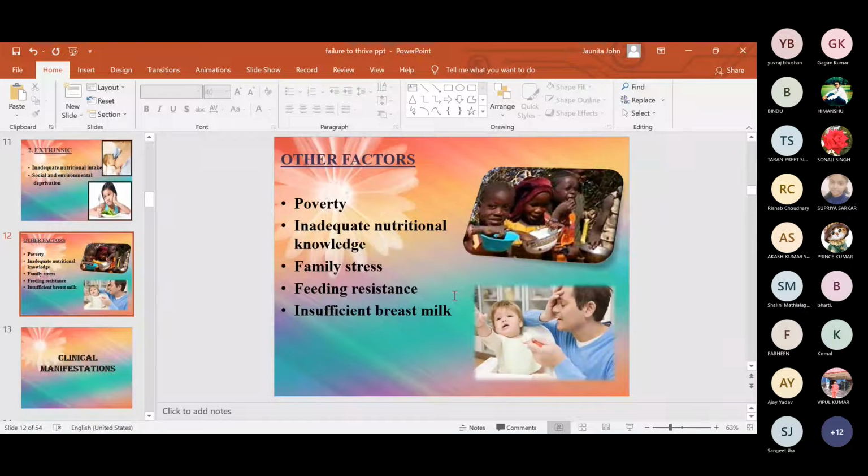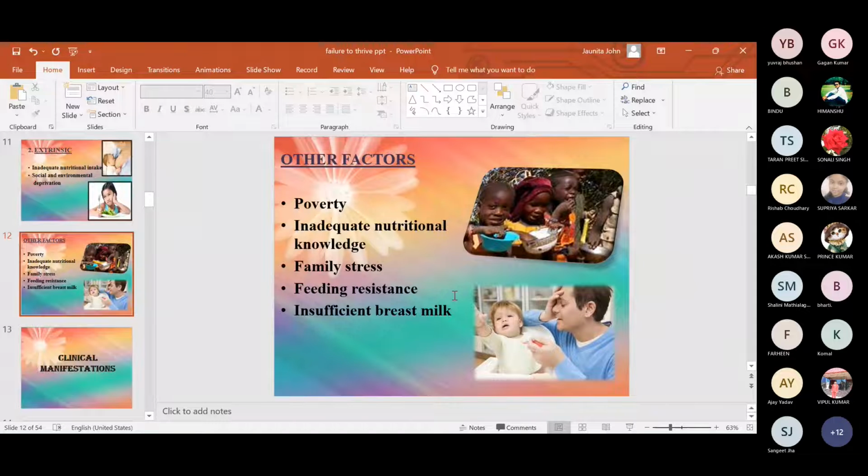Other factors as well, as I told you all, which will be the other factors? Poverty. Then inadequate nutritional knowledge, they don't know what eating what will do. Some people don't have money, some people do have money but they don't know what to eat and what not to. They have money, but they are eating a substance which is not providing any nutrients in the baby's body. Next is family stress. In a house there are many children, so that particular person who is the breadwinner of the family, the one who is earning, has stress.